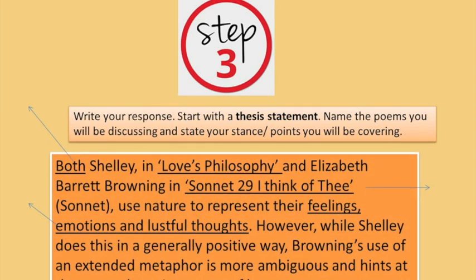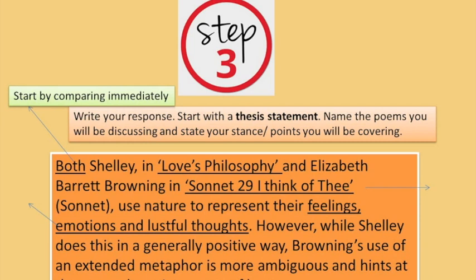Here's an example. Both Shelley in Love's Philosophy and Elizabeth Barrett Browning in Sonnet 29, I Think of Thee, use nature to present their feelings, emotions, and lustful thoughts. However, while Shelley does this in a generally positive way, Browning's use of an extended metaphor is more ambiguous and hints at the more obsessive nature of love.